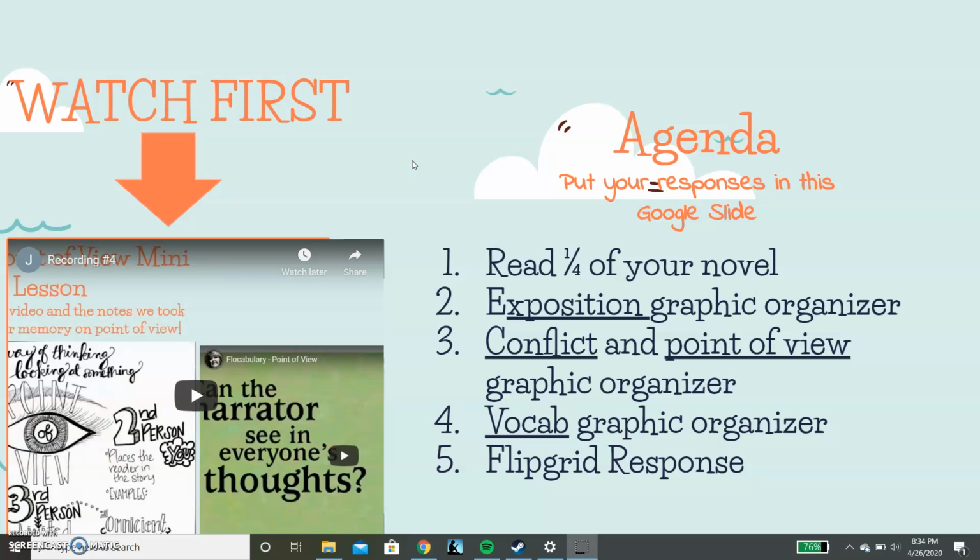So our agenda, number 1, you should have read at least a fourth of your novel by this point when you're doing this assignment. If you haven't read a fourth of your book, read that first. We're going to be focusing on the exposition, which is the first fourth of your novel. You'll be filling out a graphic organizer about some of the things that have happened in the exposition. You're going to talk about the conflict, what point of view it is from, first person, second person, third person, and then you're going to be doing some vocabulary before you work on your Flipgrid response.